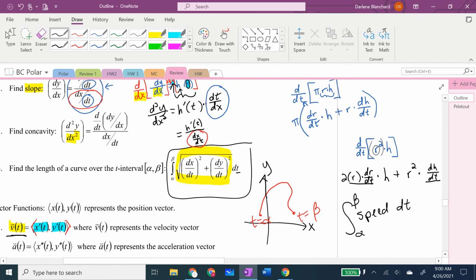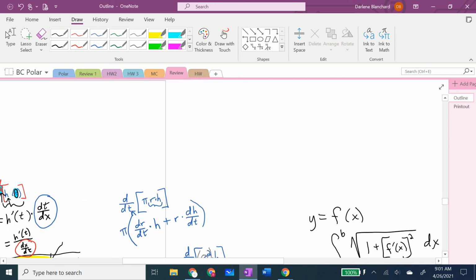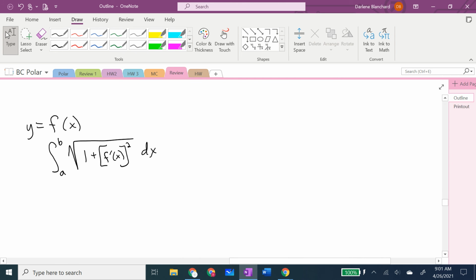And the formula for speed, when you are dealing with parametric motion, is this formula right here. Arc length and speed are the same formula when you are dealing with parametric motion. When you're dealing with a regular old y equals f of x function where the x is time, then they are different formulas. The arc length formula, if you're dealing with a regular function, goes back to this.